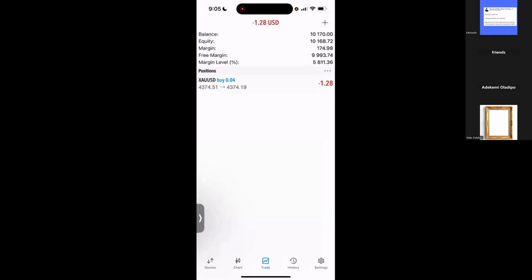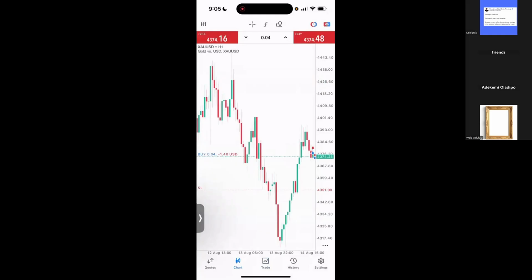You clear? So have you set the stop loss? Confirm it on the chart. Exactly, so you can see it's there. That's how you confirm. Make sure that you see a stop loss line on your chart to confirm that.